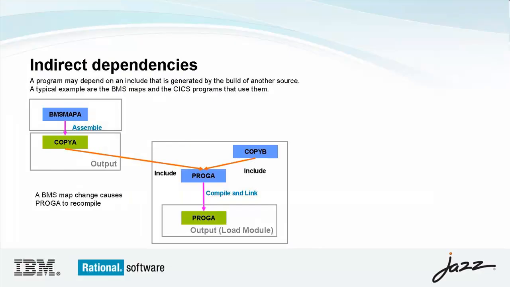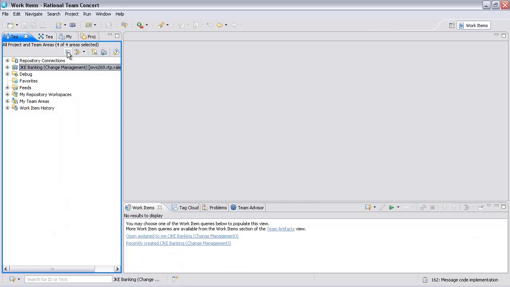Indirect dependencies. This slide shows an example of indirect dependencies. A program may depend on an include file that is generated by the build of another source. A typical example is the BMS maps and the CICS programs that use them. Next, we will show an example of indirect dependencies with a BMS map change.